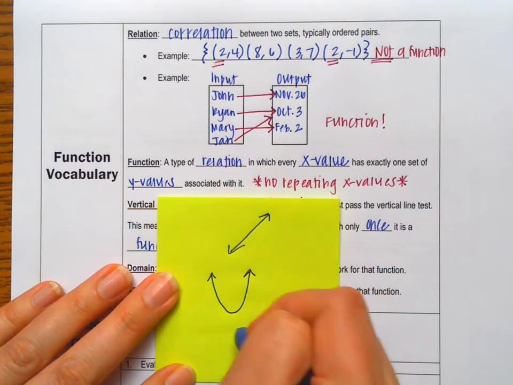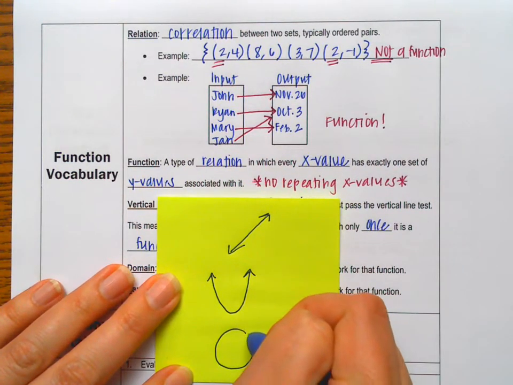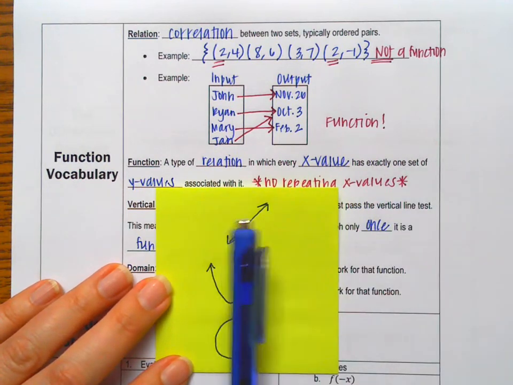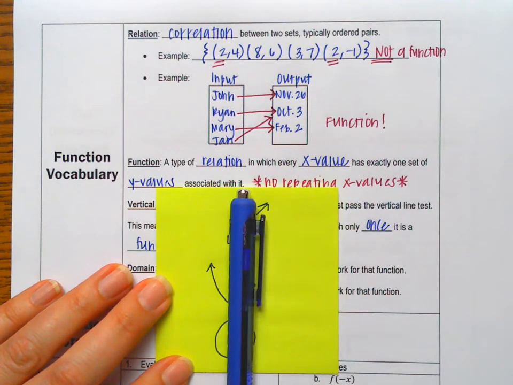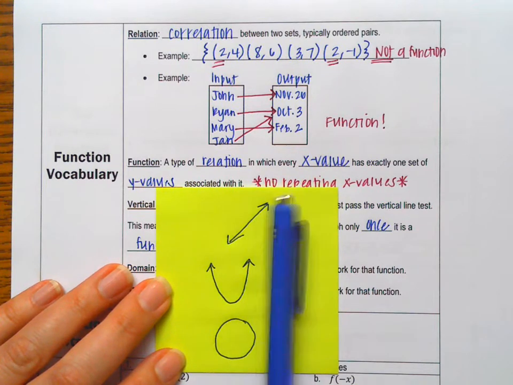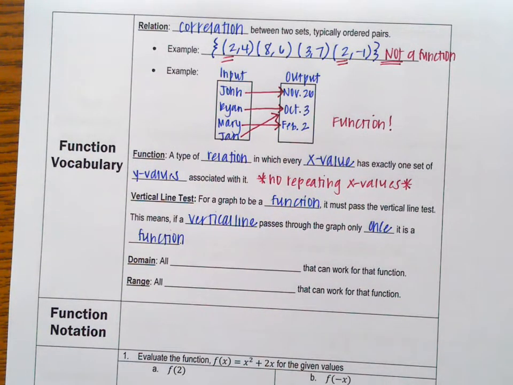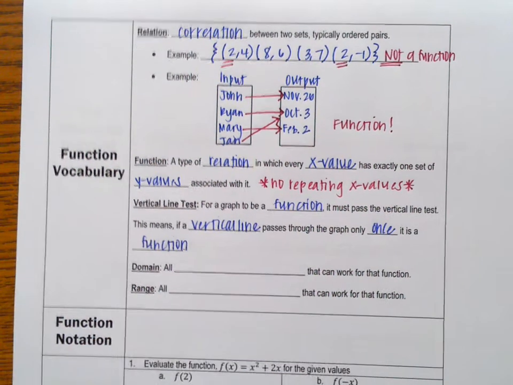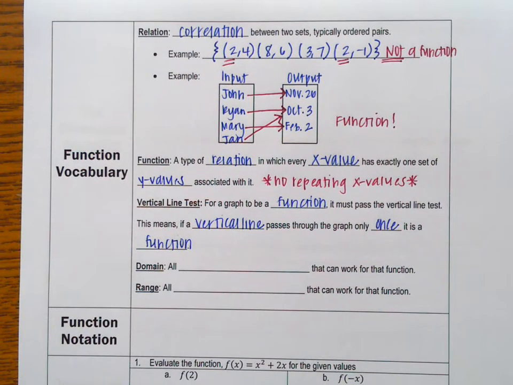Let's say I had a circle. Is that a function? No. Because when I put my vertical line down, it's going to cross through that graph more than once. So it doesn't pass the vertical line test. If it doesn't pass the vertical line test, then it's not a function.